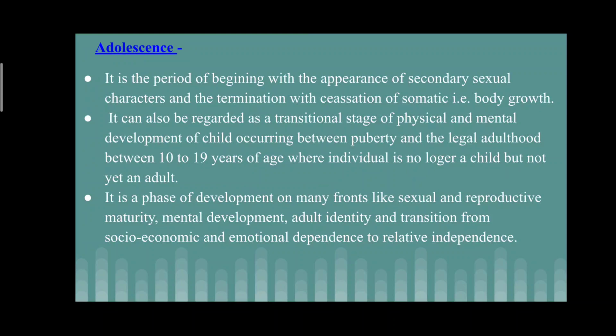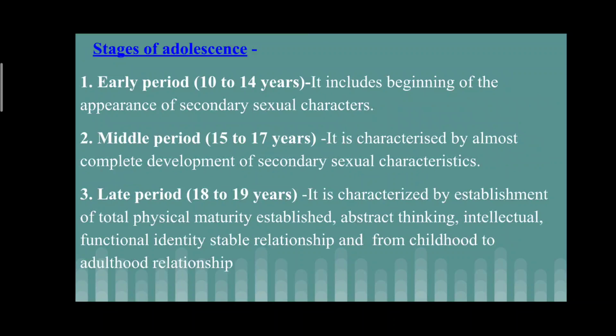or it is a phase of development on many fronts like sexual and reproductive maturity, mental development, adult identity, and transition from socio-economic and emotional dependence to relative independence. Then, stages of adolescence. Actually, the adolescent stage is divided into four stages. First one is the early period, that is continued from 10 to 14 years, and it includes beginning of appearance of secondary sex characters. बॉडीमध्ये चेंजेस व्हायला सुरुवात होतात.